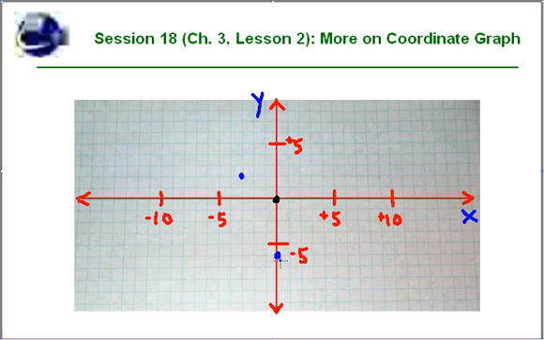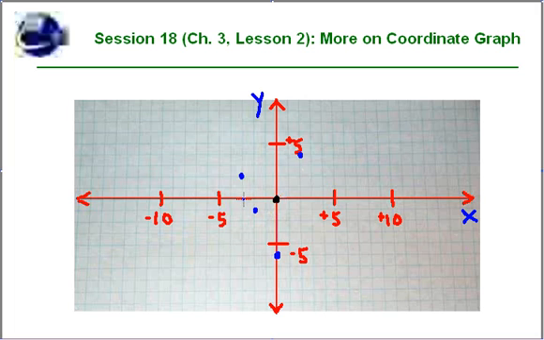The next point is 2, 4. So we want to come to the right, +2, and then up 4. So there's our point for that, 2, 4. The last one is -2, -1. Start at our origin, -2 would be 2 to the left, and then -1 would be 1 beneath. So the coordinates for this point here are -2, -1.